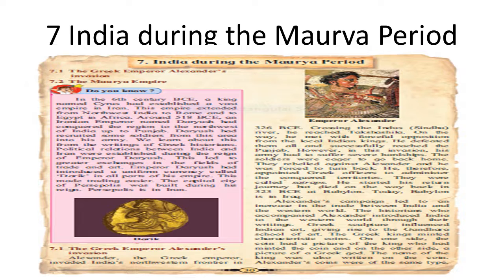He therefore appointed Greek officers to administer the conquered territories. They were called satraps. He started his return journey but died on the way in 323 BCE at Babylon. Today's Babylon is in Iraq.